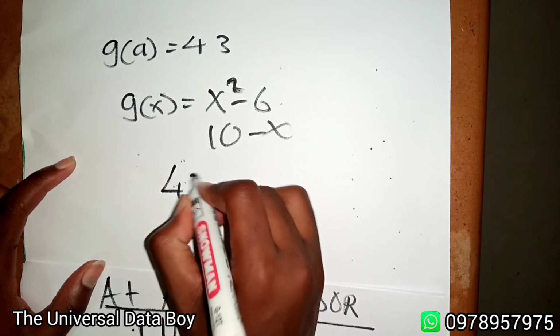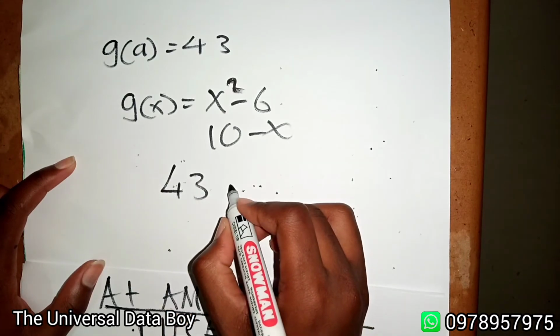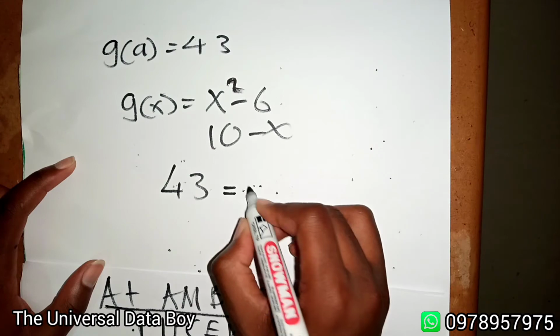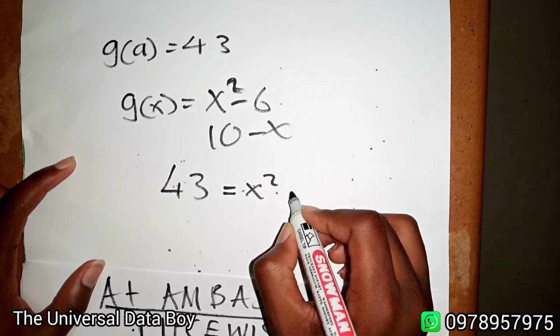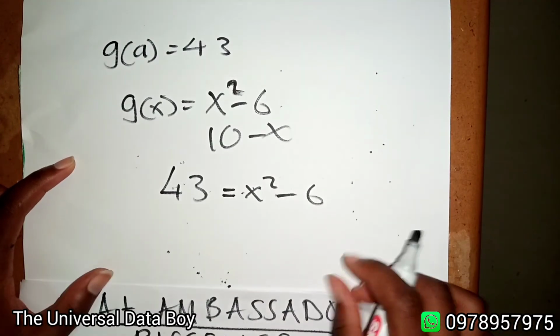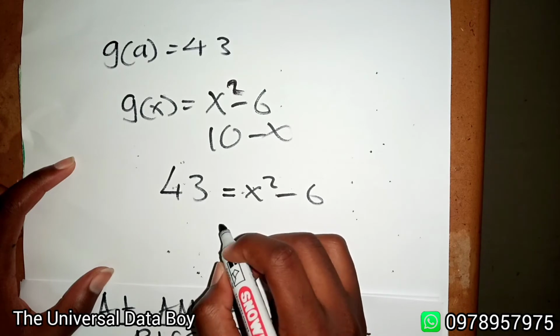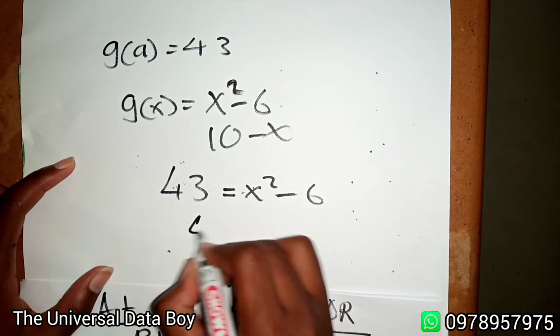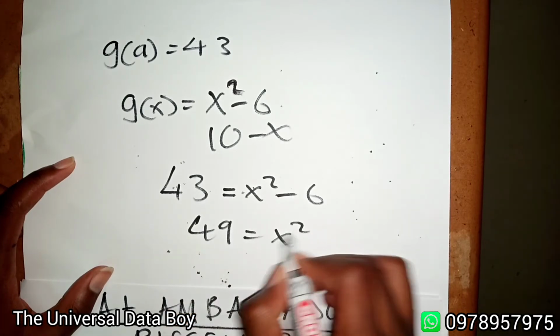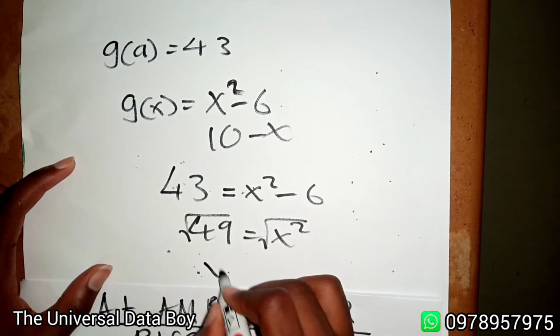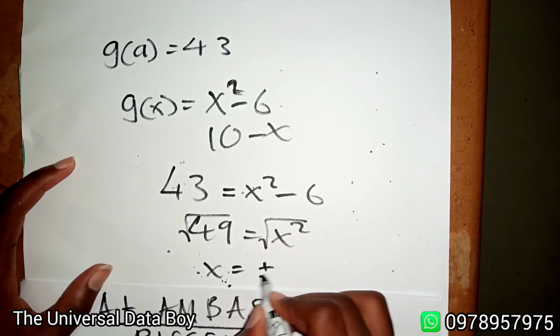So now we're going to have 43 is equal to x squared minus 6. When you take this one, that side is going to be 49, so 49 is equal to x squared, square root. So x is going to be equal to plus or minus 7.